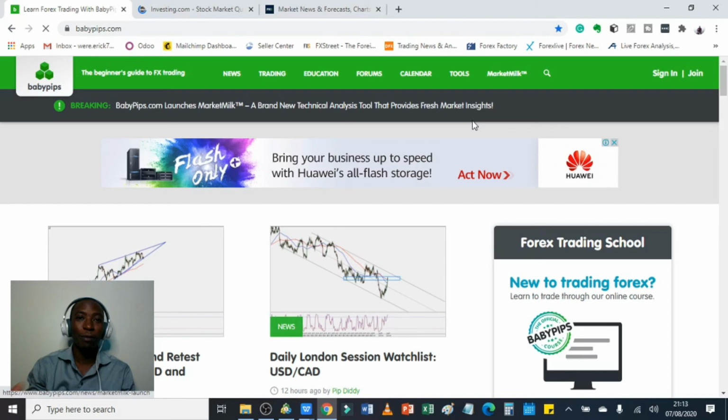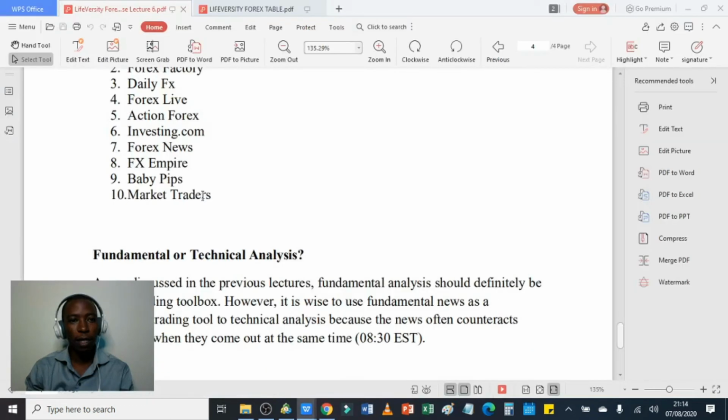As you can see, we have cryptos here, Bitcoins, Litecoins, and much more. You can also read analysis on cryptos and much more. The other websites we haven't looked at and that are very important are Forex Empire and Market Traders. So let's head there and have a look at them.